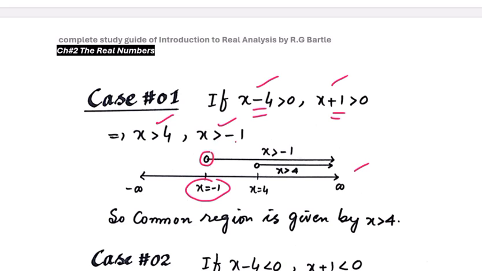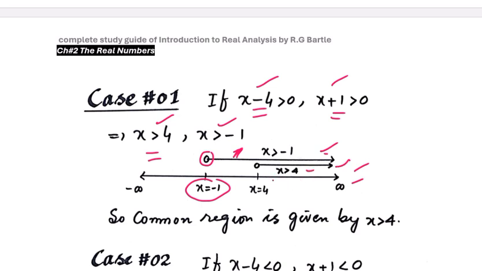So x greater than minus 1 means the numbers are toward positive infinity. So the above line shows x greater than minus 1, while x greater than 4 means the numbers are greater than 4 and it will be on the side of positive infinity. So the below line shows x greater than 4.